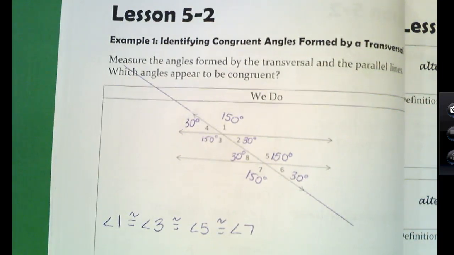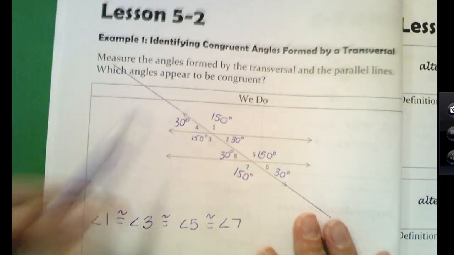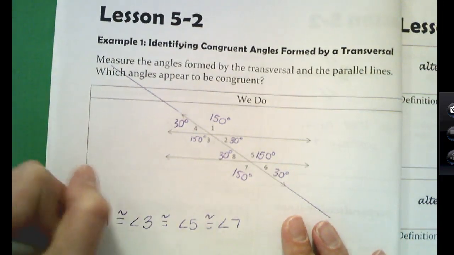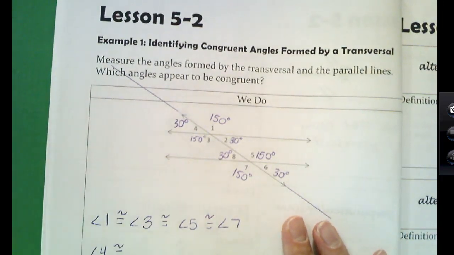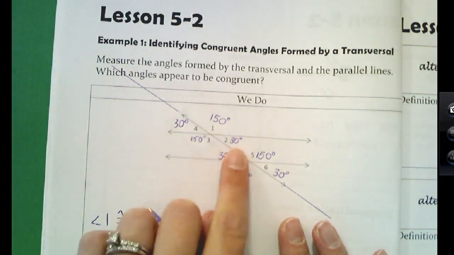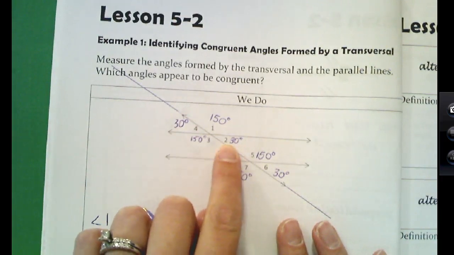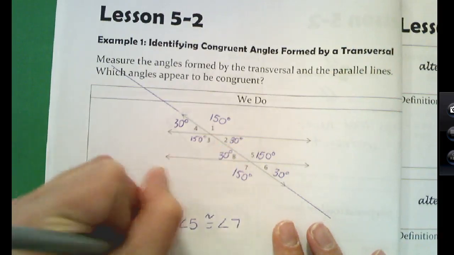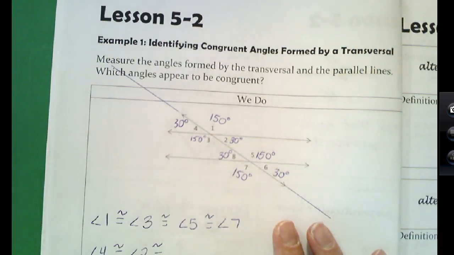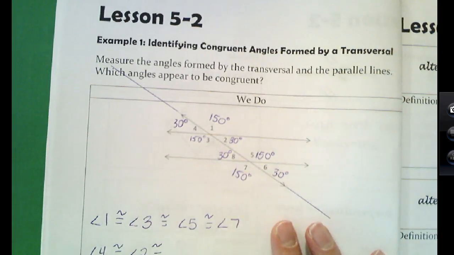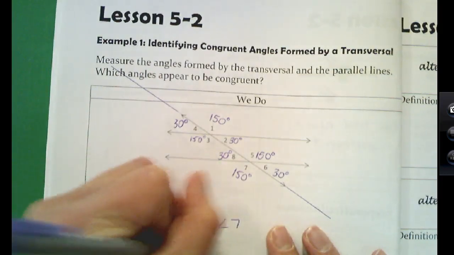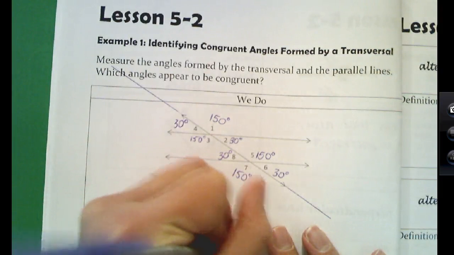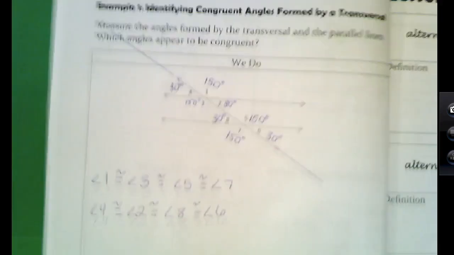Now we got to do the same thing with our 30-degree angle. So let's start with angle 4 is congruent to what angle here? 2 is congruent to, and then what down here is 30 degrees? 8 and 6. Very good. So those are the congruent angles right there.